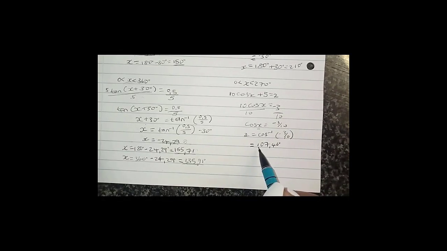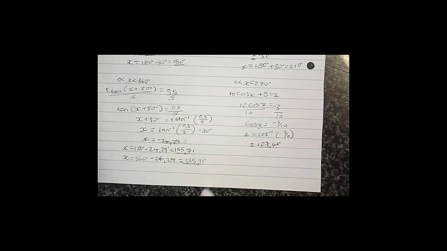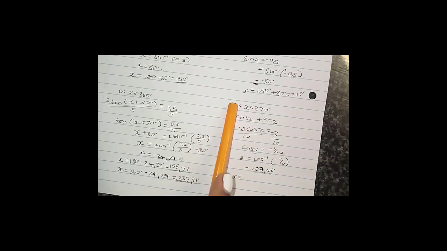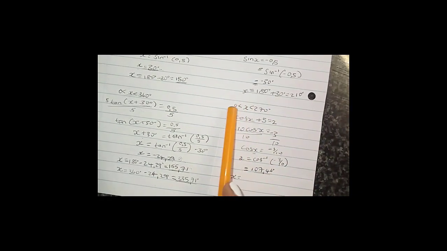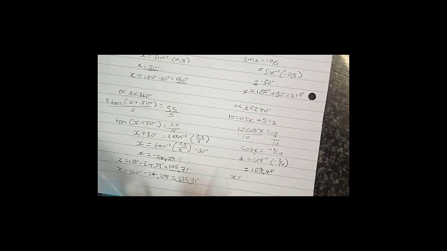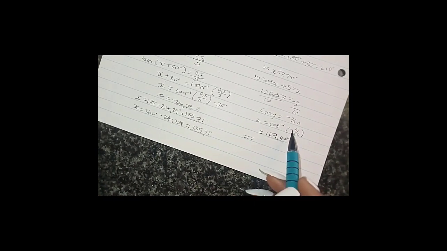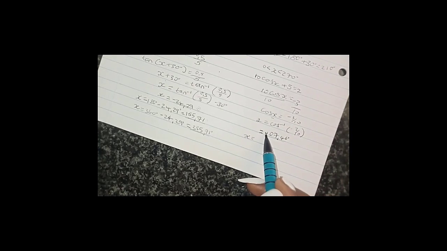This is not our final solution. This is the reference angle. So to find the solution, x is equal to, we look at the restriction. Our restriction is x is between 0 and 270. So we go back to the cast diagram. We are looking here from 0 to 270. We are not going any further. And so because when you put this in the calculator, it gives us a positive, we are going to go to where cos is positive.